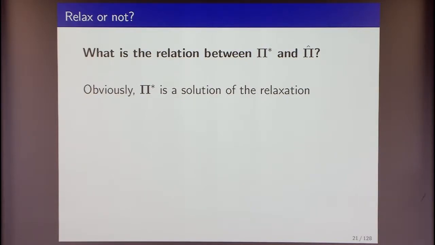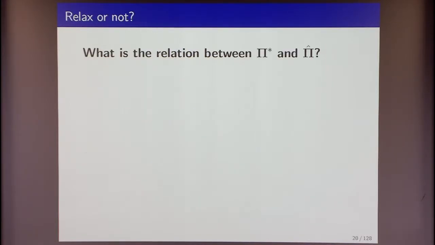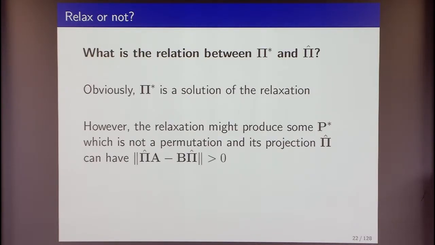So, obviously, pi star is a solution of the convex relaxation. It is actually a global minimum, because it will give me 0 here. It is also a doubly stochastic matrix, but of course the converse is not true. I might get some doubly stochastic matrix here, P star, that will fall into some wrong Voronoi cell in my space of permutations that will give me some non-zero distortion.